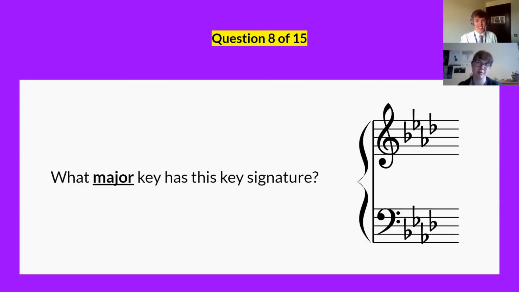Question number 8. We've got another key signature here. It's a major key signature, major key we want this time. So what major key has this key signature? Say what you see, count how many there are. Major key, this one.